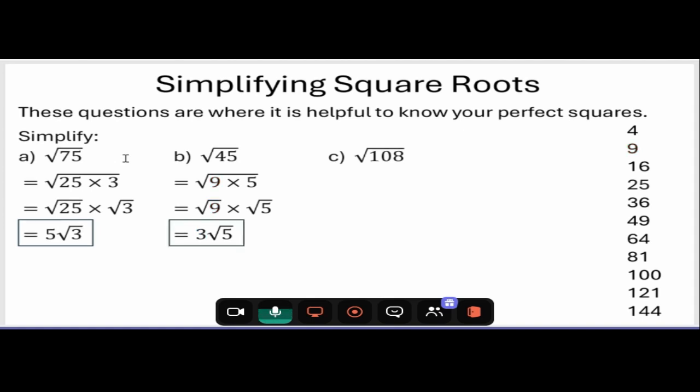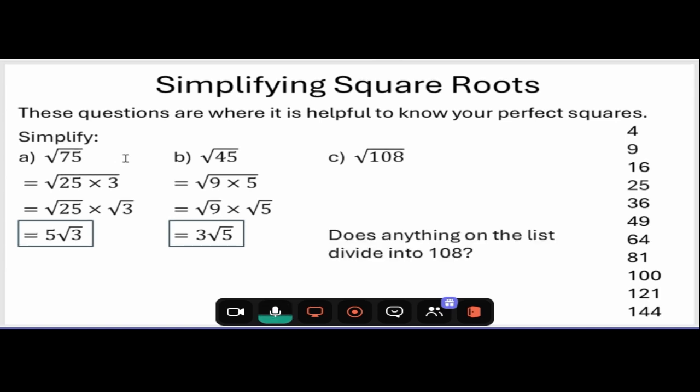There's our answer. Now this third one, I'm going to guess that some of you might have tried it and got part way, but not all the way. So let's take a look at this one. Do any of our numbers divide into 108? You might have caught right away, in fact, it's very likely you would, that 4 does go evenly into 108. Ah, perfect, you say.